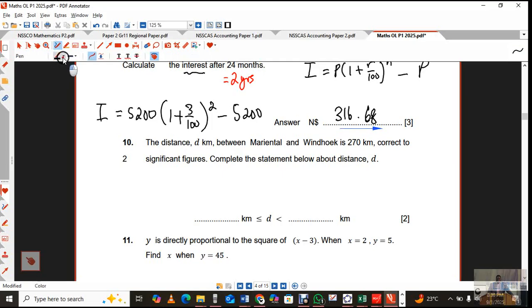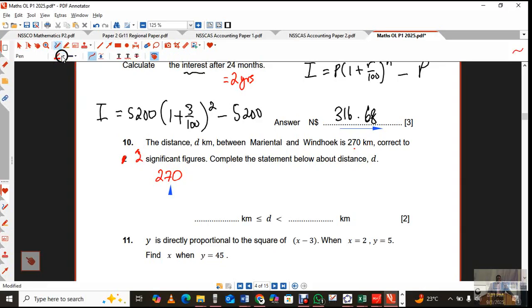Right, the distance between, let me just bring in a red color, Marienthal and Windhoek is 270 kilometers, given to two significant figures. Whenever you are told something like this, two significant figures, look at the place value of the second significant figure. So you have the number 270, and the place value of that second significant figure there is the 10th position.